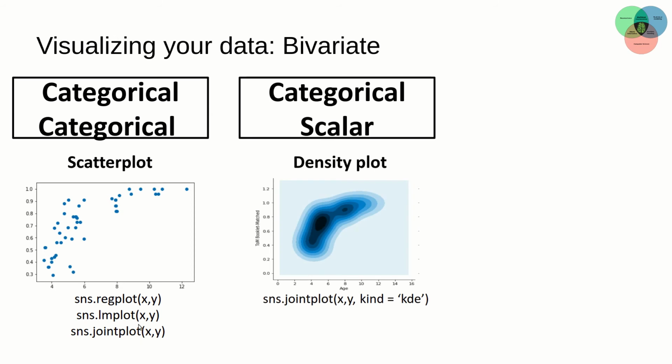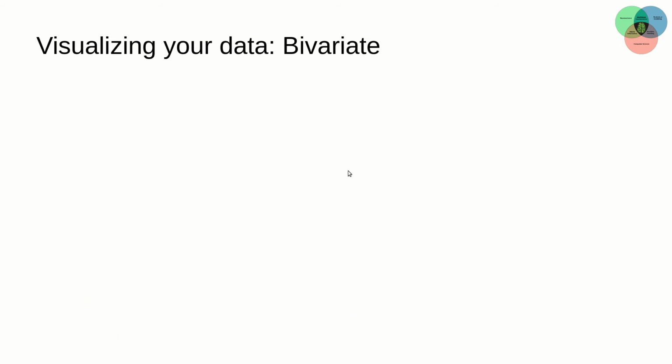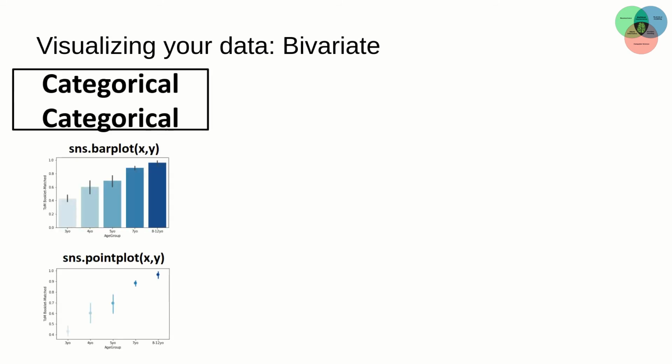If you want to plot categorical versus scalar, perhaps one good way of doing this is a density plot. And you can see here that this can be done with the joint plot option. And if you want to plot scalar versus scalar, then a hex plot could be a good option for this. However, we will see later that these work much better for large sample sizes. When you have too small sample sizes, it just looks like some clumpy hexagons, and it's not quite that useful.